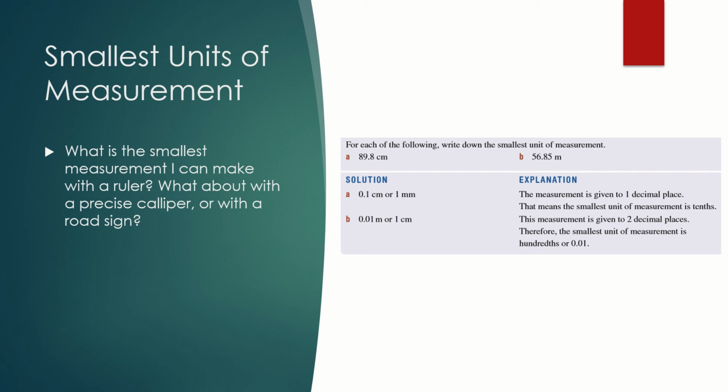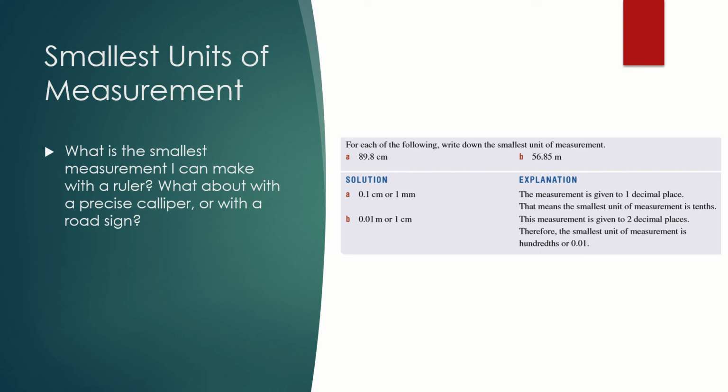However, if something was less than a millimetre, let's say it was a micrometre, I would have no way of measuring it with a 30 centimetre ruler. I need to use a measuring instrument that has those micrometre divisions on its scale. That's something like a precise caliper, which is what's also in the question there.